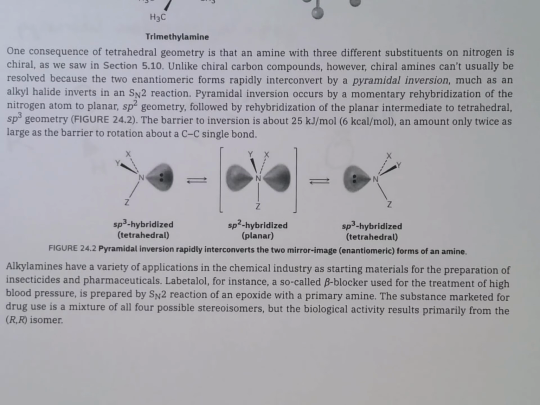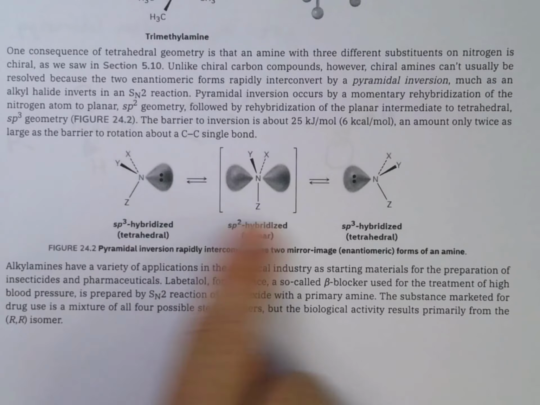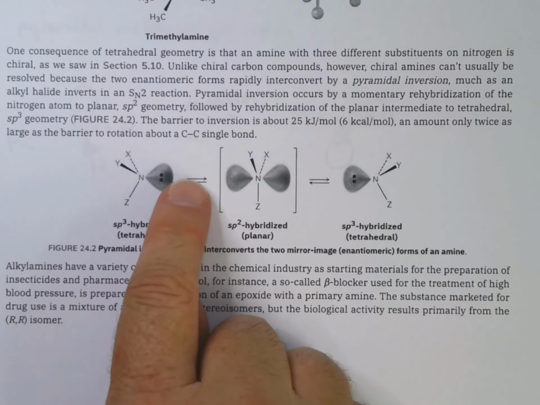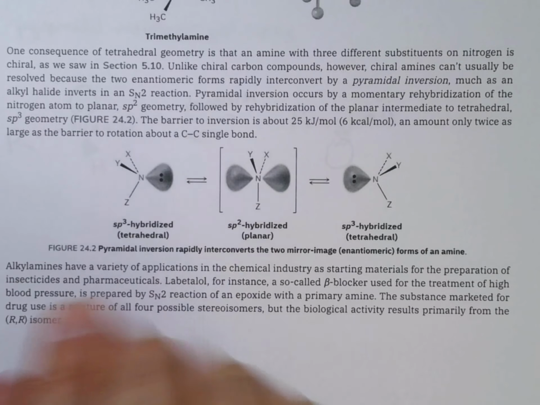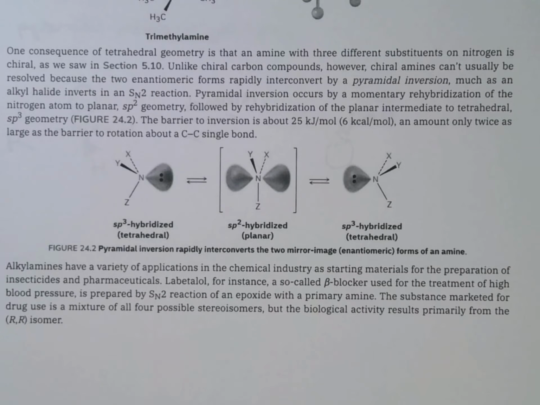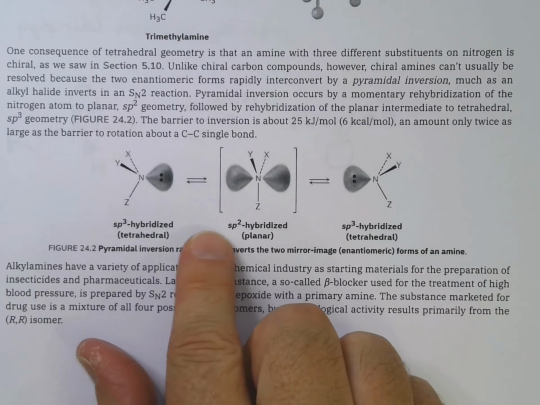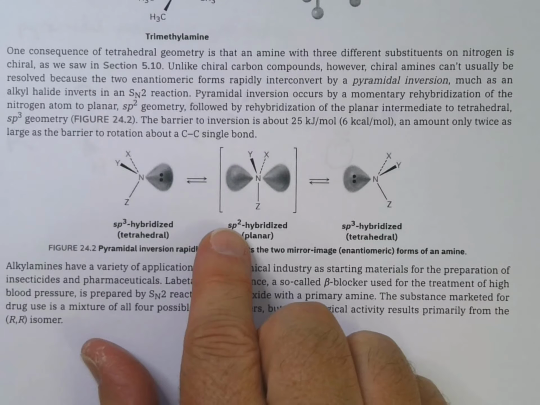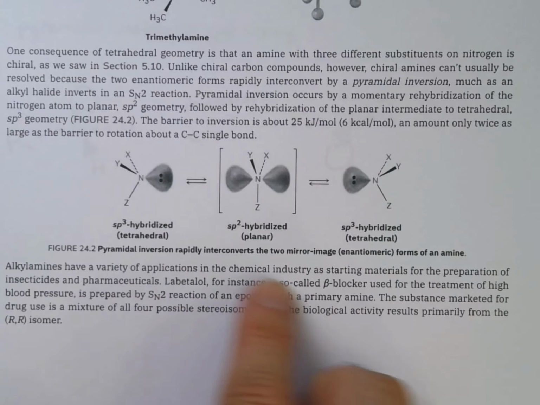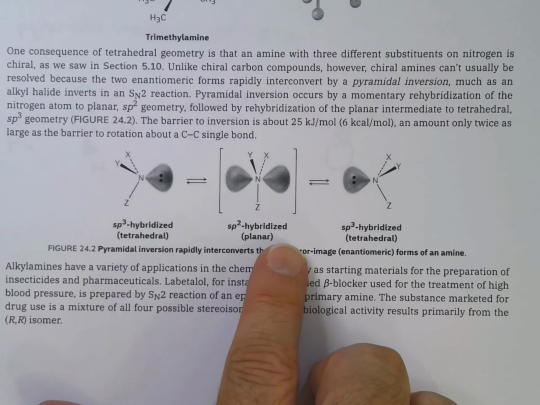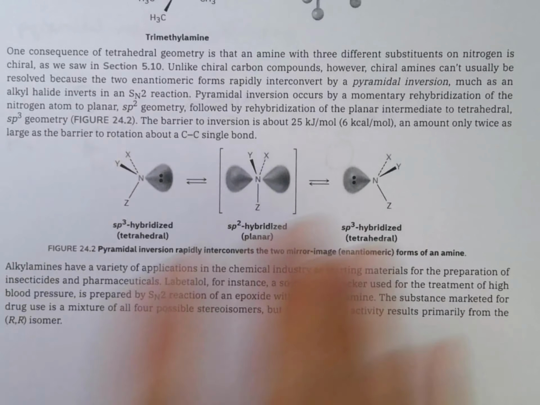So amines, with the exception of certain situations, are actually not going to be chiral because you get this inversion. And as the text mentions, the barrier to the inversion is about twice as large as the barrier to rotation about a carbon-carbon single bond. So it's really not that difficult to do. Okay, so I did want to mention inversion.